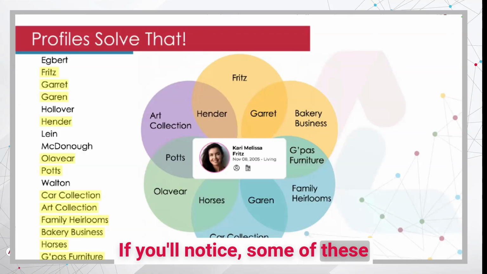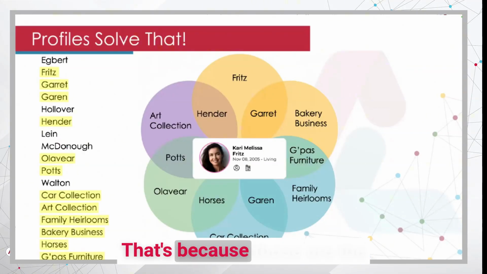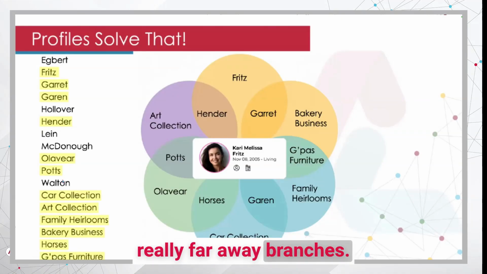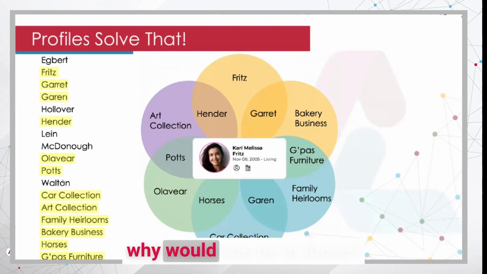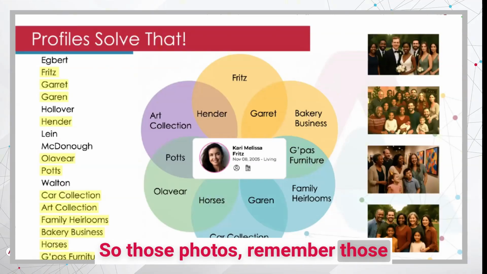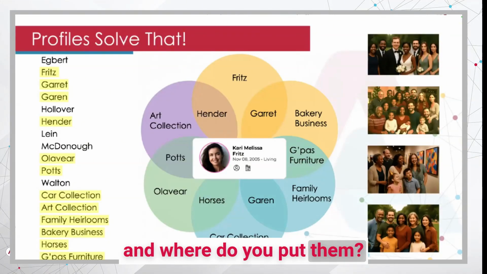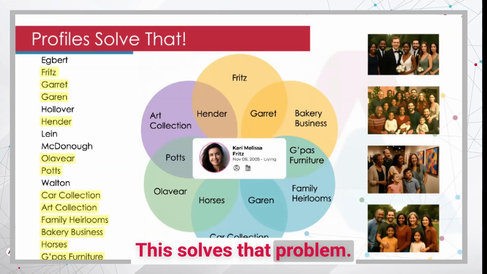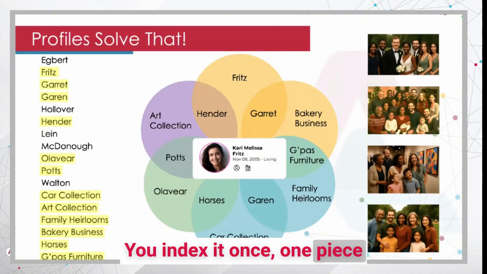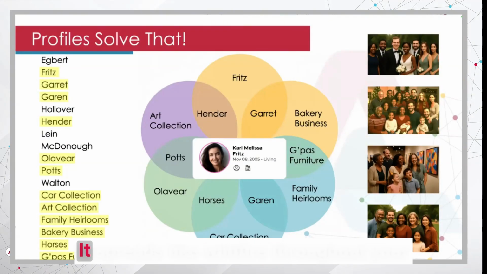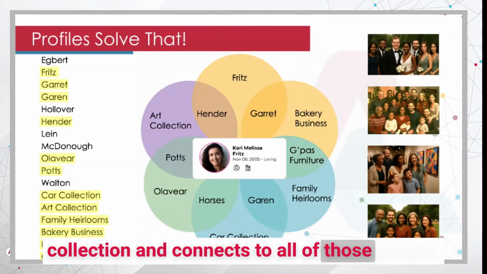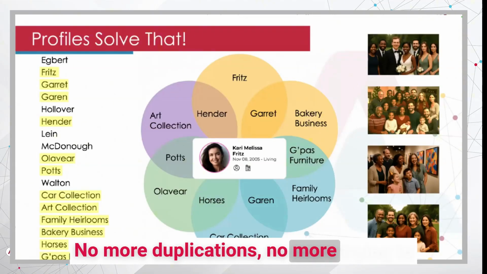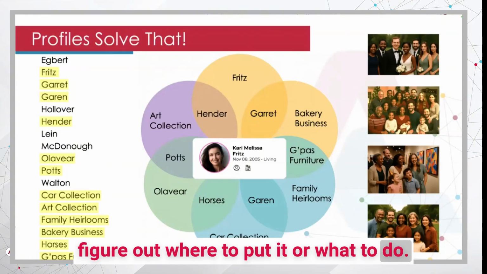If you'll notice, some of these over here aren't highlighted. That's because those are the really far away branches. She wasn't alive yet, so why would she be in those? But the rest of these she is alive for, and she is in. So those photos, remember those photos with the million people and where do you put them? This solves that problem. You index it once, one piece of media you index once, and it spreads like wildfire throughout your collection and connects to all of those people. No more duplications, no more trying to figure out where to put it or what to do.